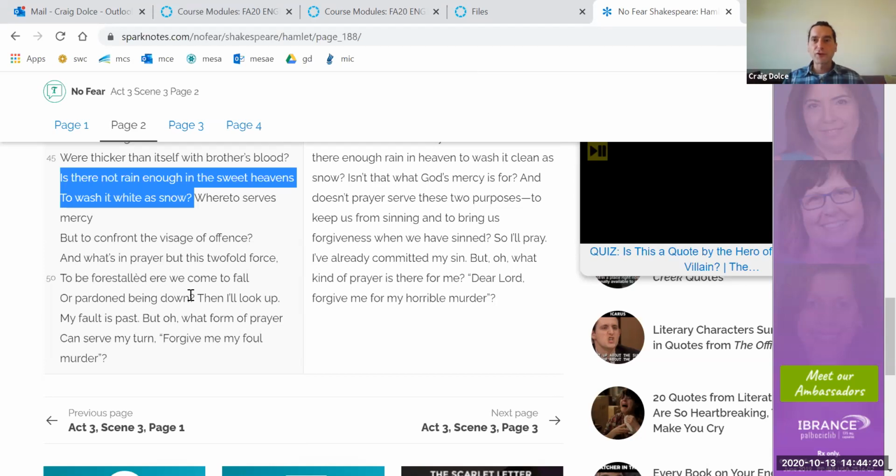He's saying, can I be forgiven? He realizes it's not going to happen because he's not sorry. Hamlet assumes he's praying. He assumes he's sorry. He assumes he'll be forgiven.